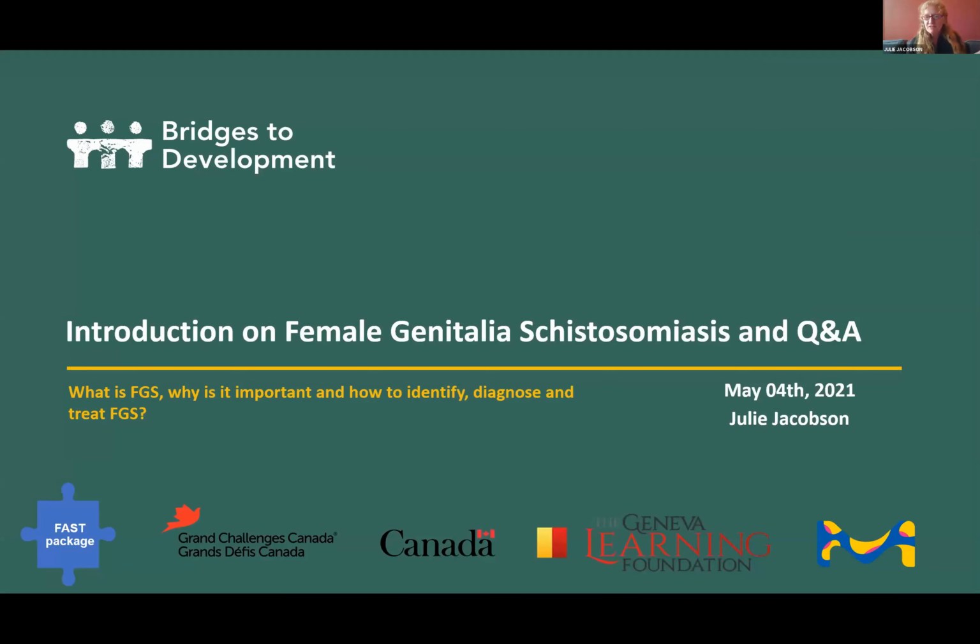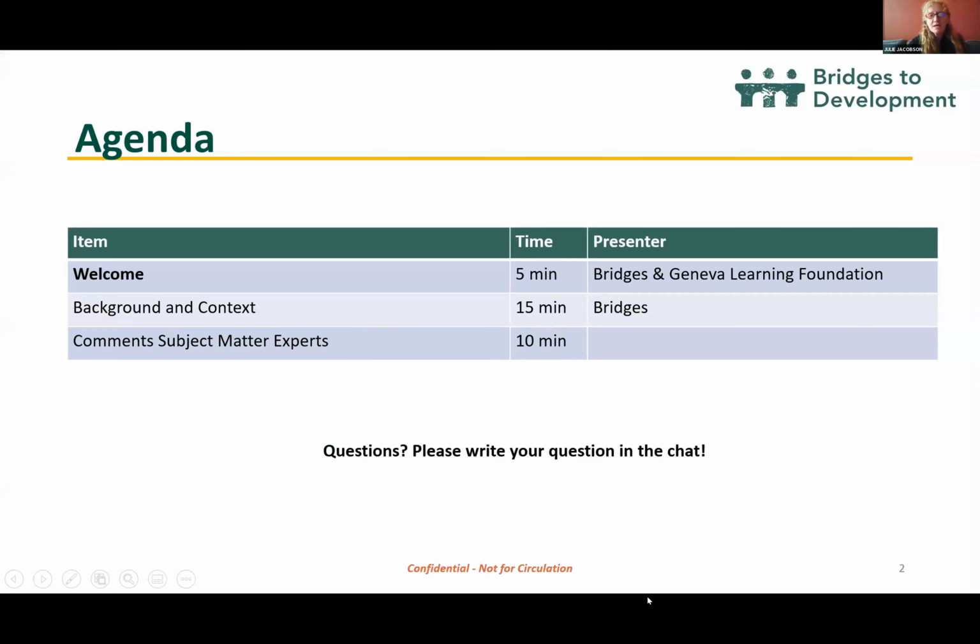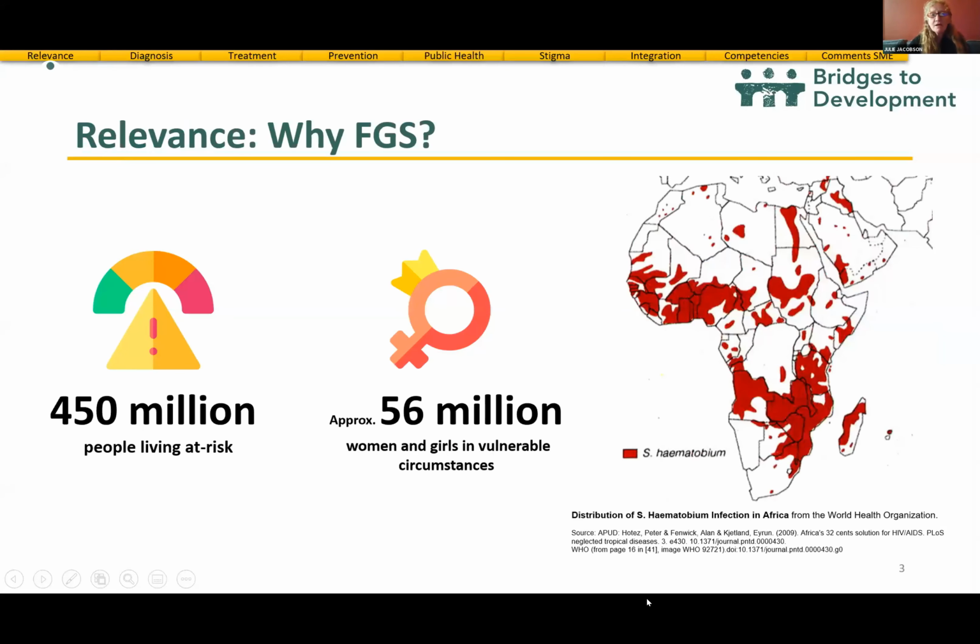We have a wide variety of people, some who have not heard of female genital schistosomiasis, others who have a lot of experience, but we wanted to make sure that everybody had the background information so that when we go into our breakout groups and start to talk about cases, we're all aligned on what FGS is. Thank you for coming.